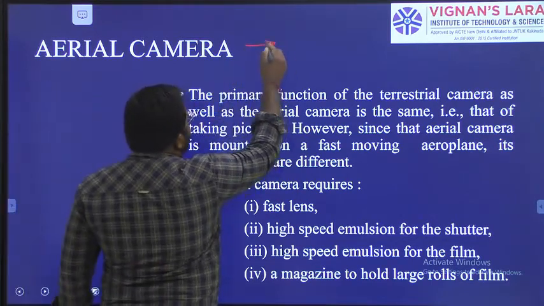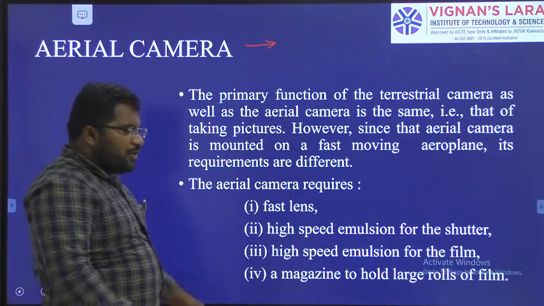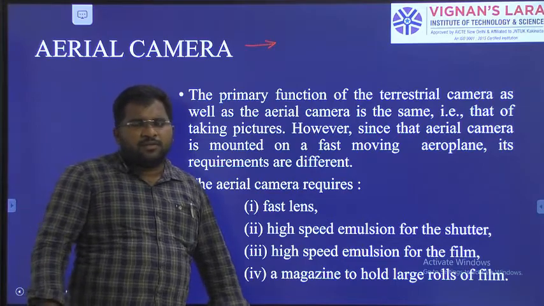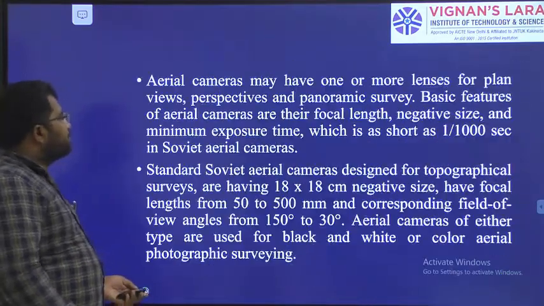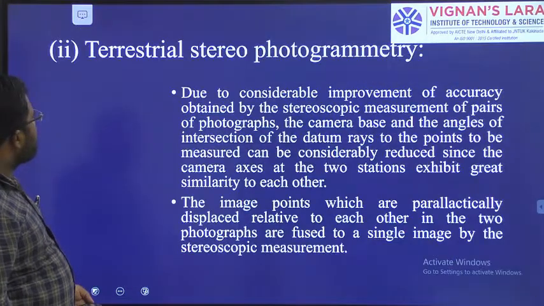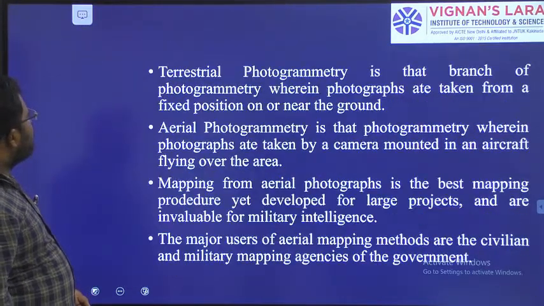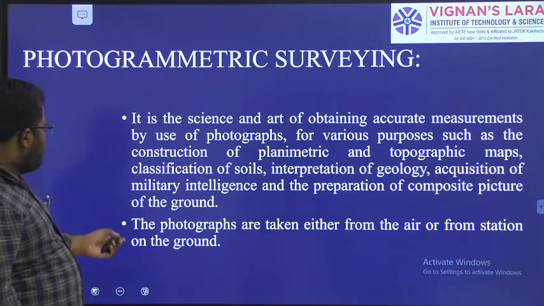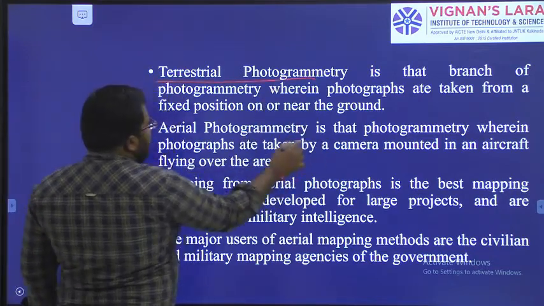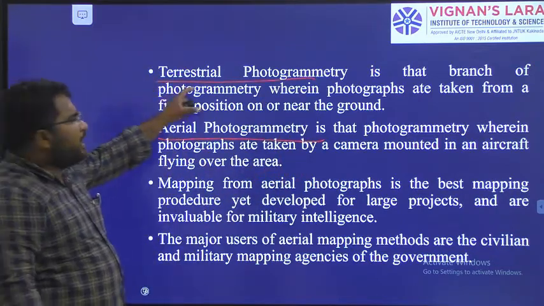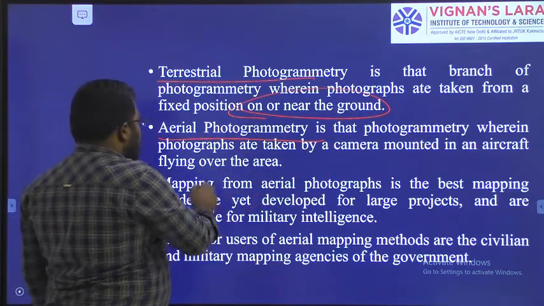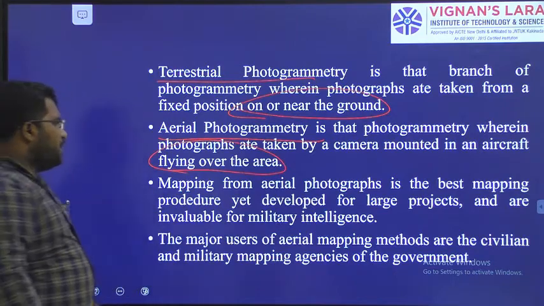One is going to take photos from the ground level, right? So we have two types of photogrammetry: terrestrial photogrammetry and aerial photogrammetry. Terrestrial means we take the photos from ground level, on or near the ground, and the second is taking photos while flying over the area, right?